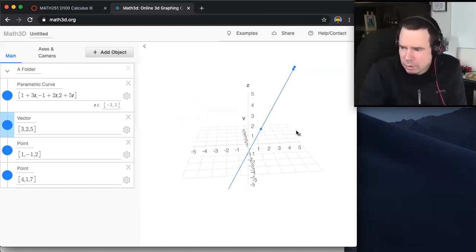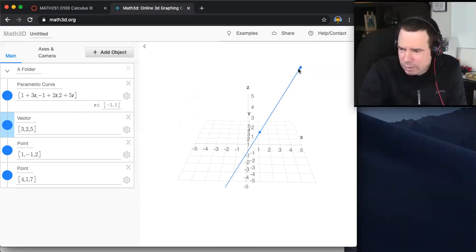Okay, so that's our vector. You can see the tip of it up there. And what I want to do is take all multiples of this vector so that I can start at this point P and get all the way out to the point Q.